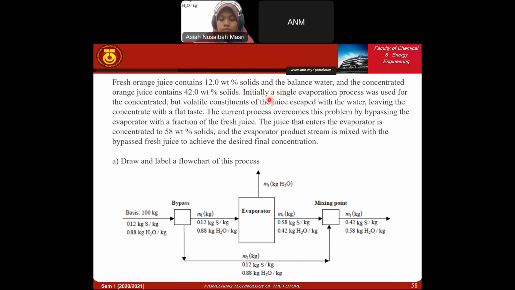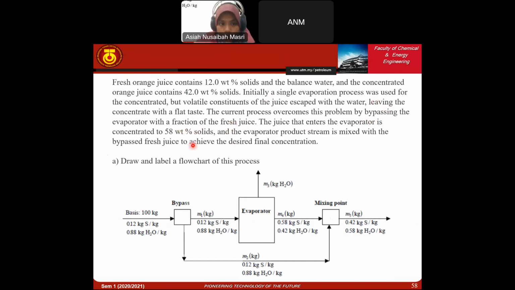Initially, a single evaporation process was used. Before this, we only have an evaporator. But we have a problem. Volatile constituents of the juice escape with the water, leaving the concentrate with a flat taste. So that was a problem. Now, what did we do?